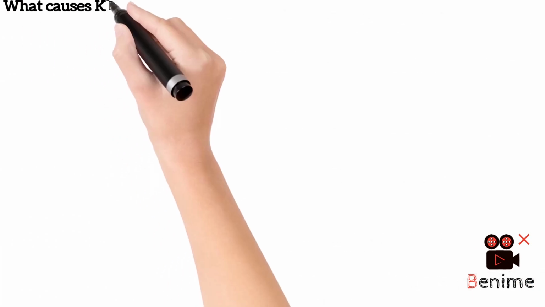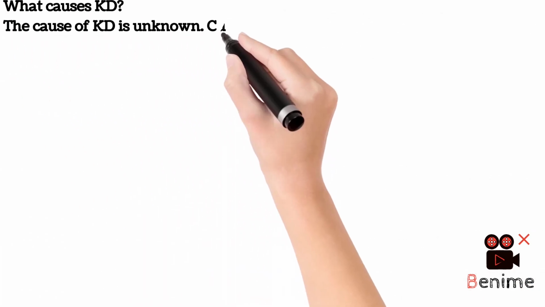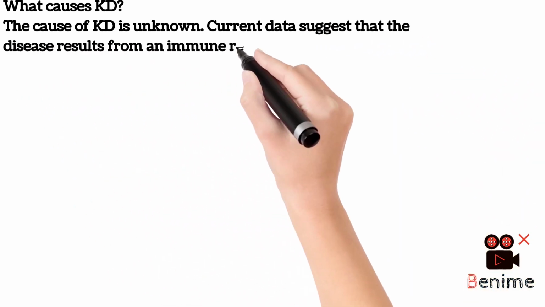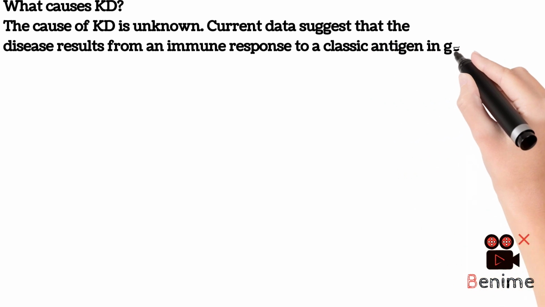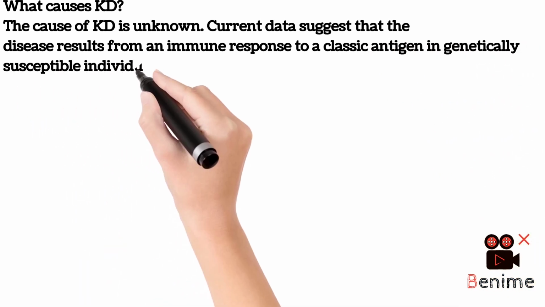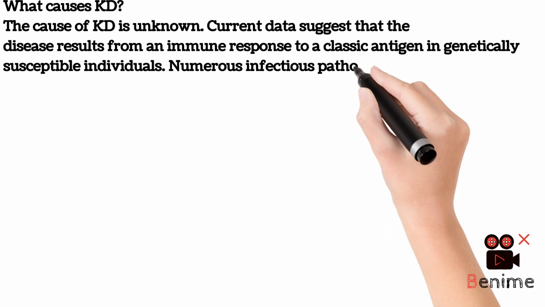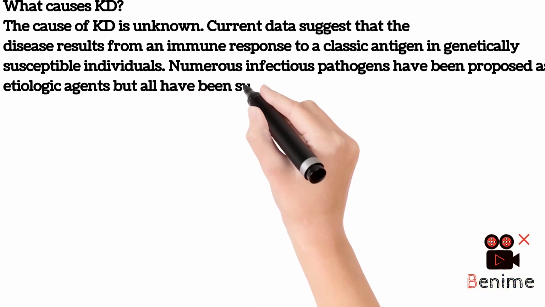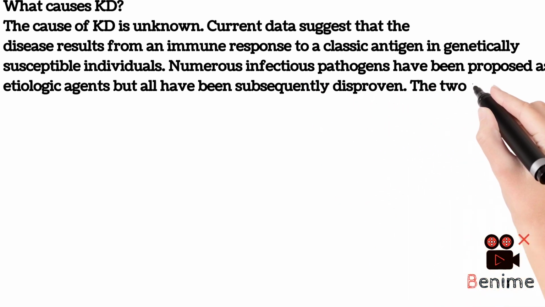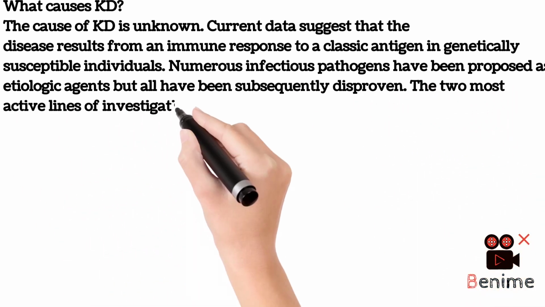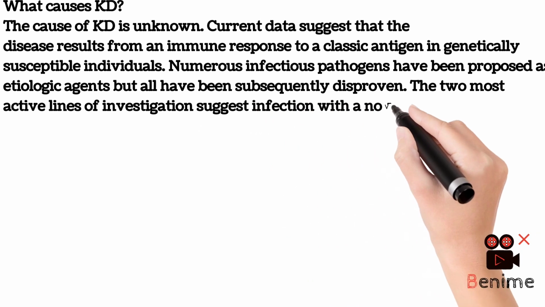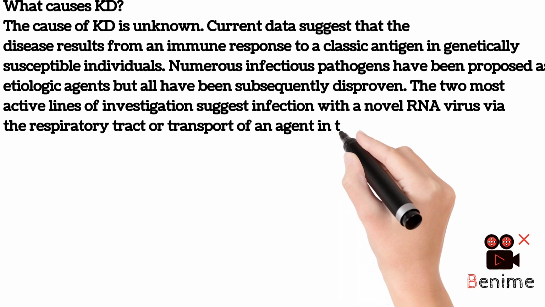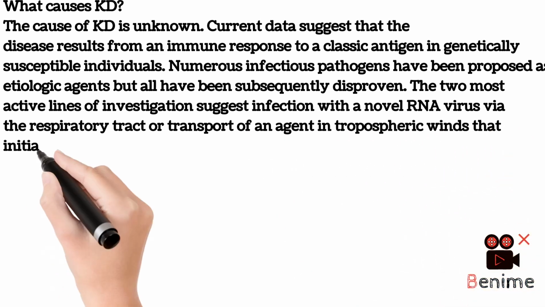What causes KD? The cause of KD is unknown. Current data suggest that the disease results from an immune response to a classic antigen in genetically susceptible individuals. Numerous infectious pathogens have been proposed as etiologic agents but all have been subsequently disproven. The two most active lines of investigation suggest infection with a novel RNA virus via the respiratory tract or transport of an agent in tropospheric winds that initiates the immunologic cascade of KD when inhaled.